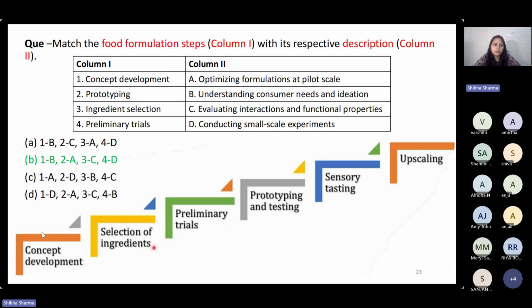So there are different steps when we are formulating or developing a food product. So concept development, basically, then selection of the ingredients, then preliminary trials, then prototyping and testing, and then sensory tasting, and then the upscale final stage.